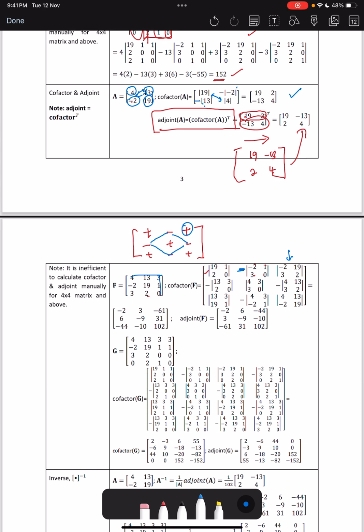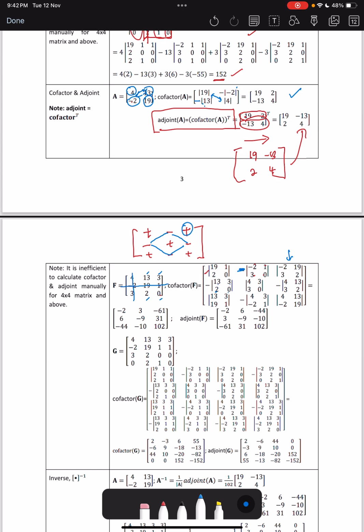Leave it with negative 2, 19, 3 and 2, and you do the rest for the second row and the third row. For the second row, how to do it: like this, the second row first column, so leave it with 13, 3, 2, 0, 13, 3, 2, 0.